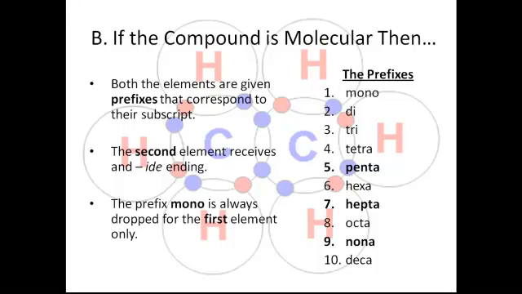Only one catch, only one, and that's that the prefix mono can be dropped if it's referring to the first element in the compound. So like CO2, carbon dioxide. There's no mono at the beginning of carbon dioxide, even though there's only one carbon. If it's first and there's only one of that element, you can drop the mono. So let's try a couple of those examples.